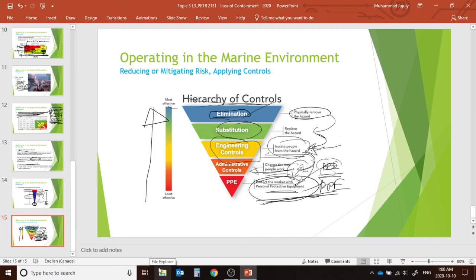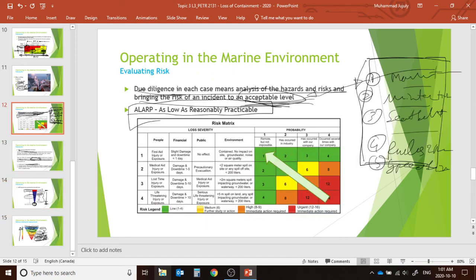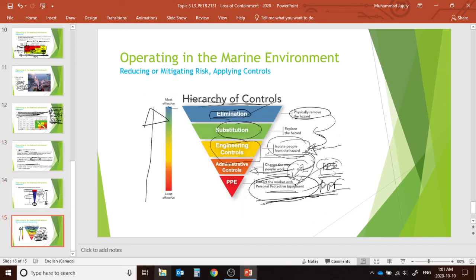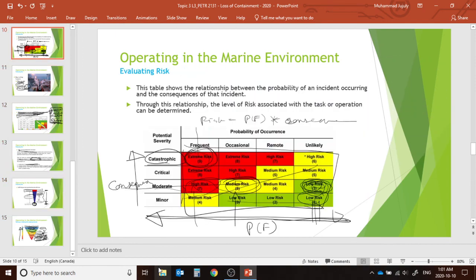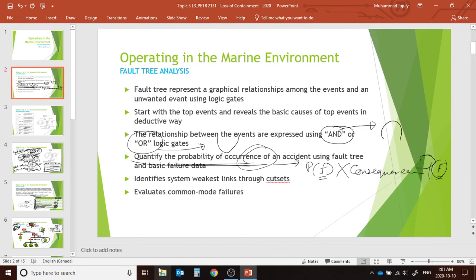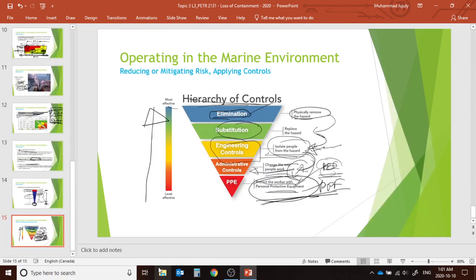So, I hope you have learned something about risk, hazard, how to evaluate hazard, and what strategies we can take to mitigate and control. So this is all about the loss of containment. I hope you have learned new things in this class.